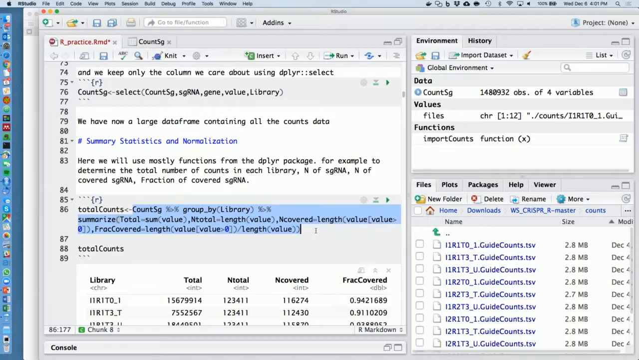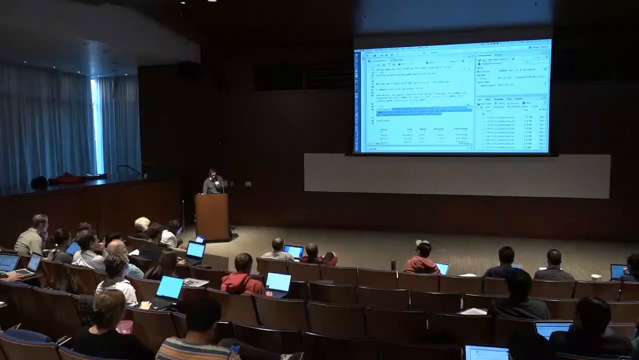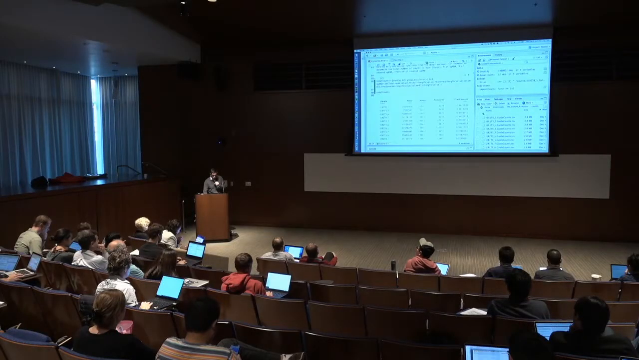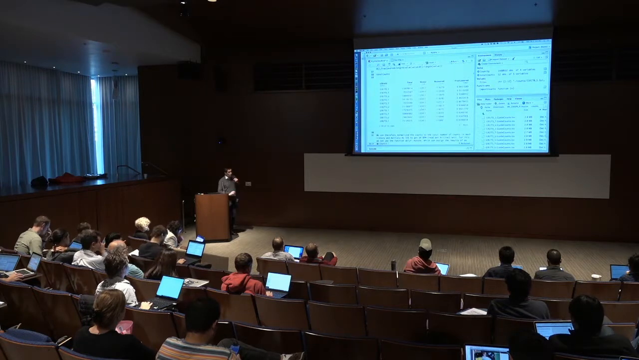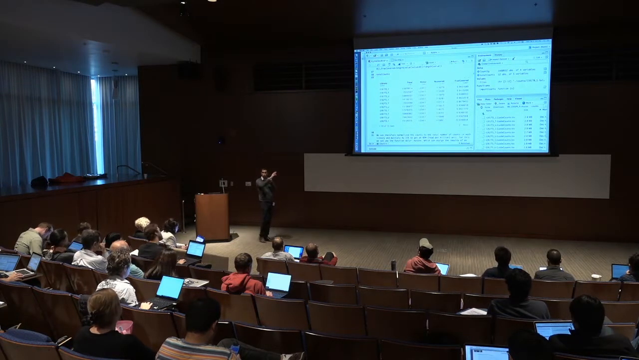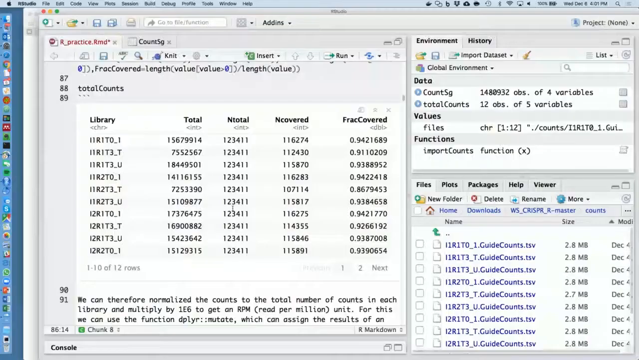Okay, so if you run that piece of code, we put the result of this in an object that's called total count, and then we just call total count to display it. So this notebook allows you to display the first few rows, but you can really scroll through it. We have 12 rows because we have 12 samples in our library. Okay, so everybody understand?